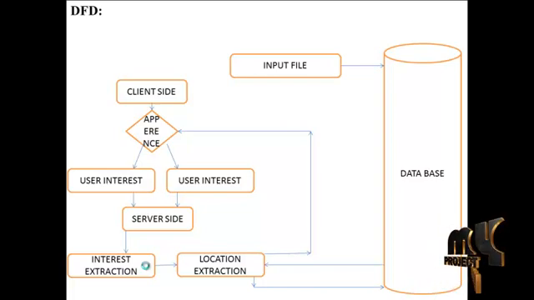Then we go to the client side. The client side acts as the user. Many users appear on the client side and they enter the needed keyword. It is split into two kinds of things. The first one is user interest, the second one is location interest. The keywords for user interest are expanded into a query, and the keywords for location interest are expanded into a query. These queries are merged and sent to the server side.